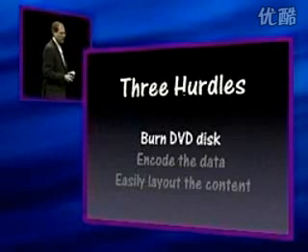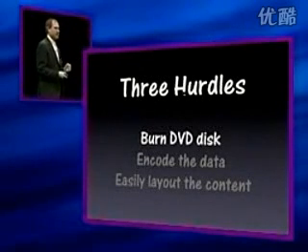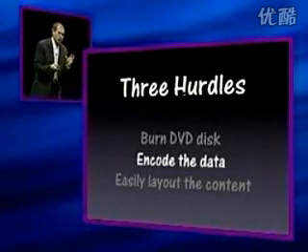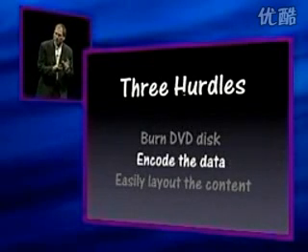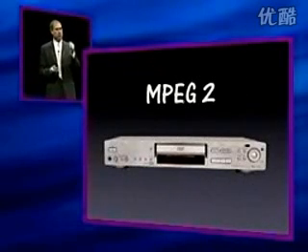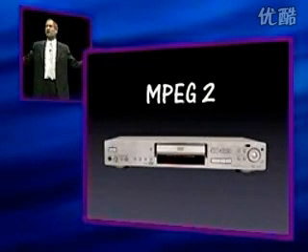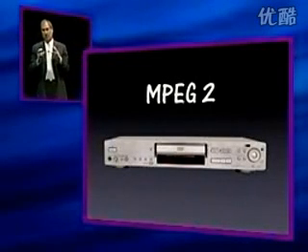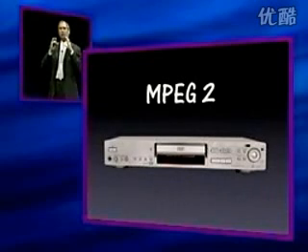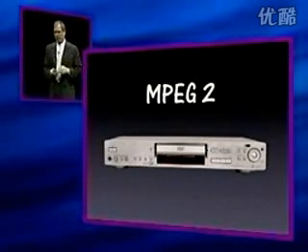Major breakthrough. So we've solved burning the DVD disc. We then had to turn to encoding the data. Now, DVD players use the MPEG-2 standard, which is what's required to compress a whole movie down to one disc. But it requires tremendous horsepower to do that compression.